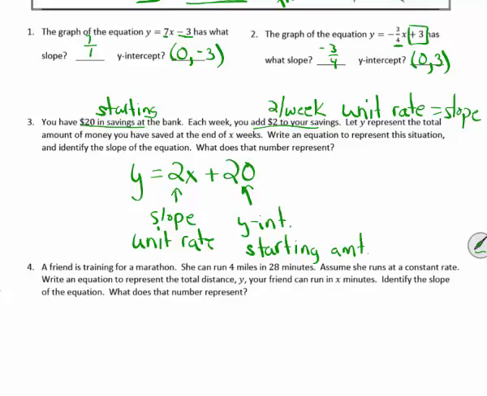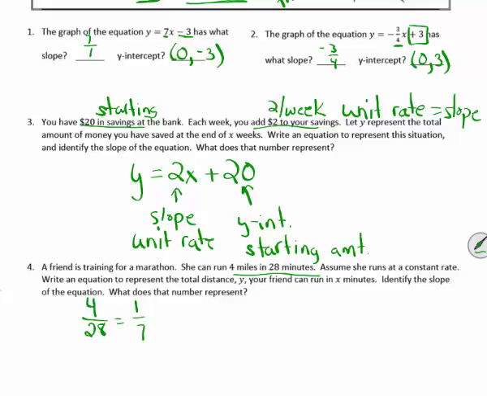All right, a friend is training for a marathon. She can run 4 miles in 28 minutes. Assume she runs at a constant rate. Write an equation to represent the total distance y your friend can run in x minutes. So I have to start by finding my unit rate. So 4 miles over 28 minutes. And a lot of you still want to reverse this. So that's 1/7. That's my k, that's my slope, that's my unit rate.